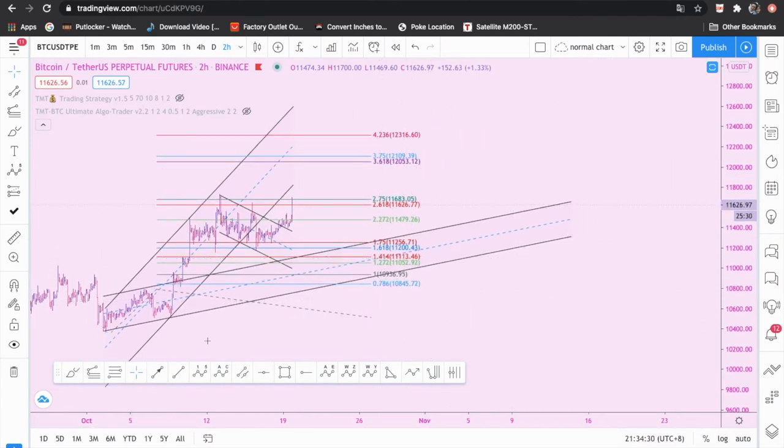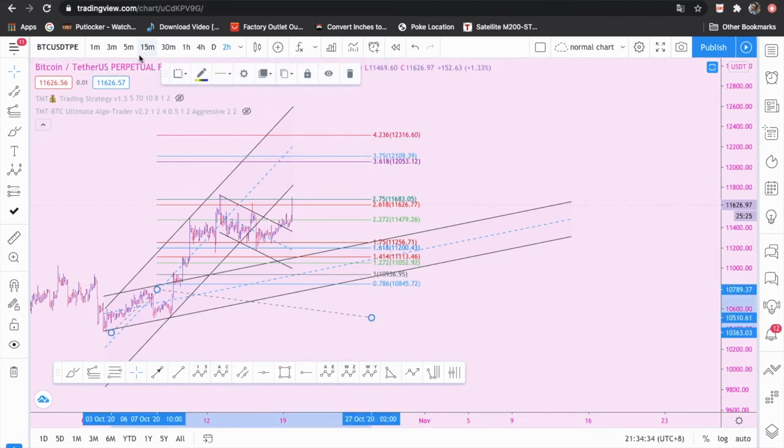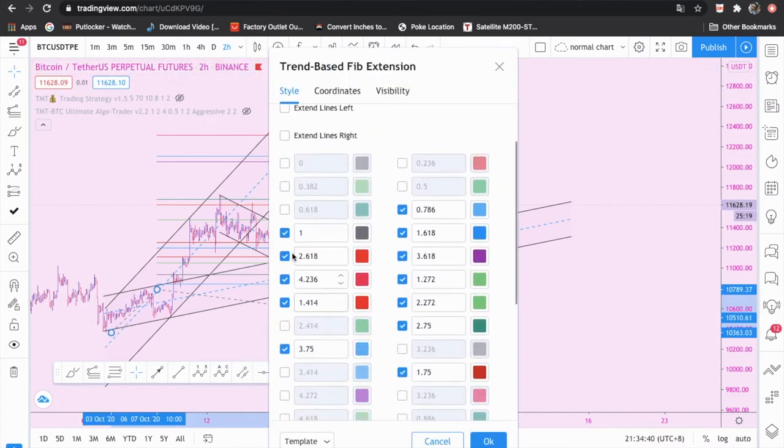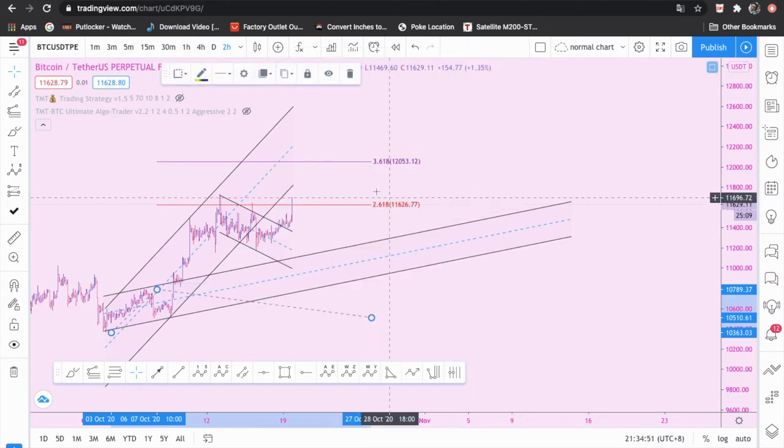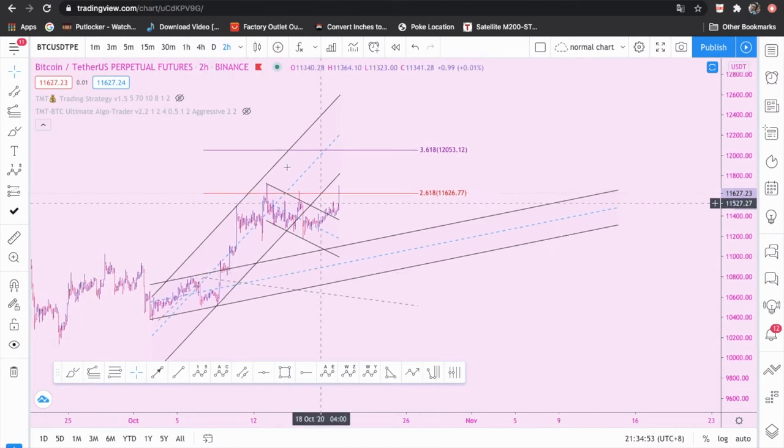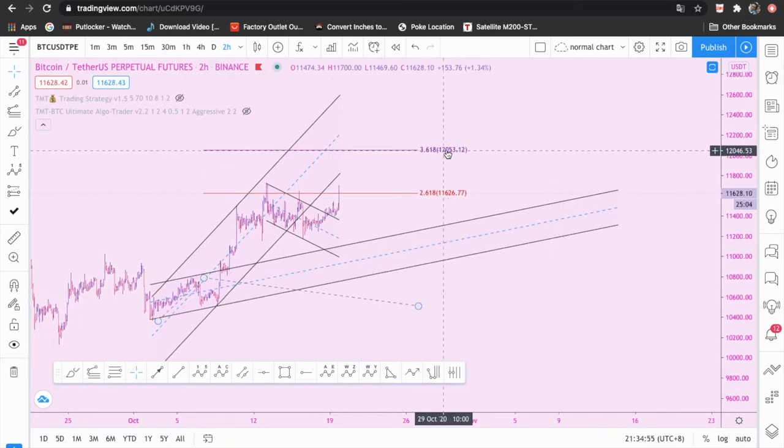All right, now we get the 3.618. Now we want to find a confluence on it. Let me just fix it up. I'm going to remove some of the fibs and make it a little bit cleaner so that you guys can see what I see. I want to see the 3.618.